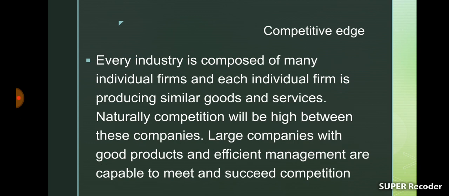The next point is competitive edge. Every industry is composed of many individual firms, and each individual firm is producing similar goods and services. Competition will be there. Naturally, some will become leaders, and large companies with good products and efficient management are capable of meeting and succeeding in competition. So we can choose such firms for our investment.